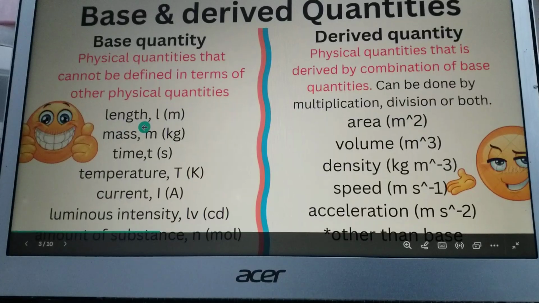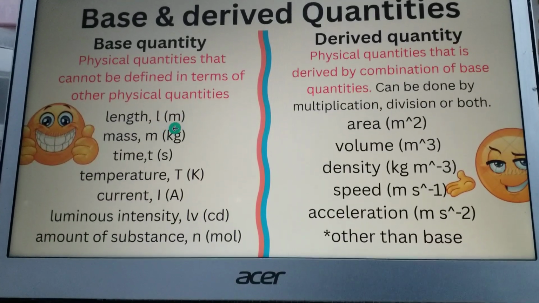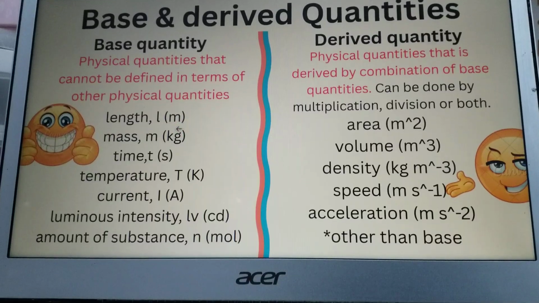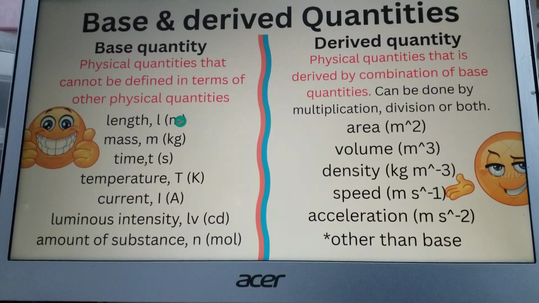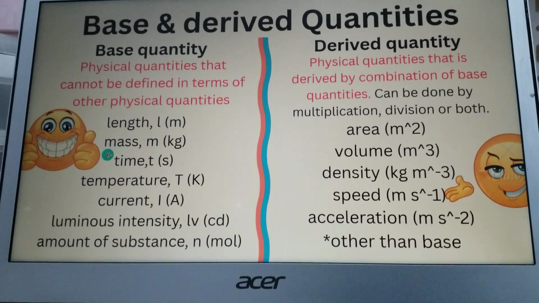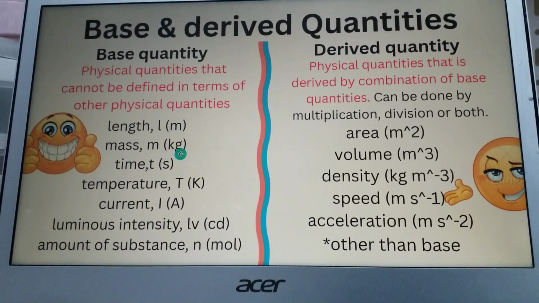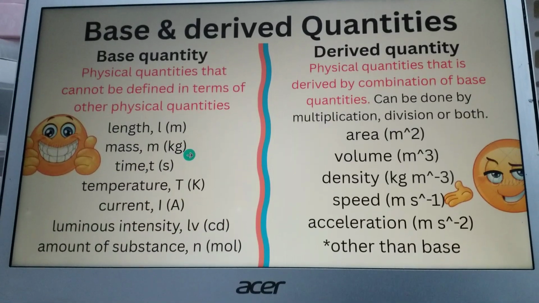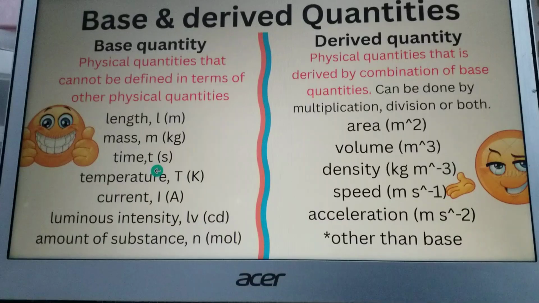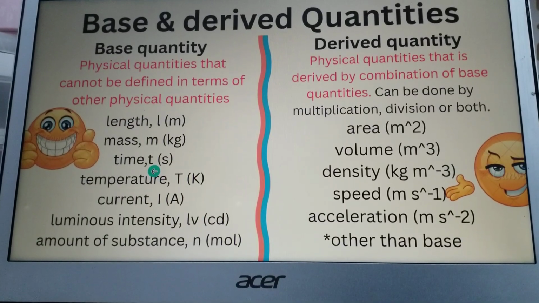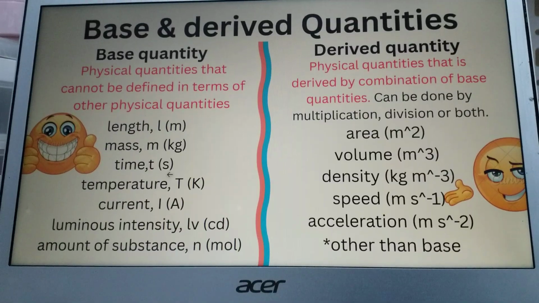So the first one is length. The symbol is l. The unit is m, which stands for meter. Need to remember the units. Next, mass. The symbol is m, and the unit is kilogram, kg. Third, time. The symbol is t, the small letter t. The unit is s for seconds.